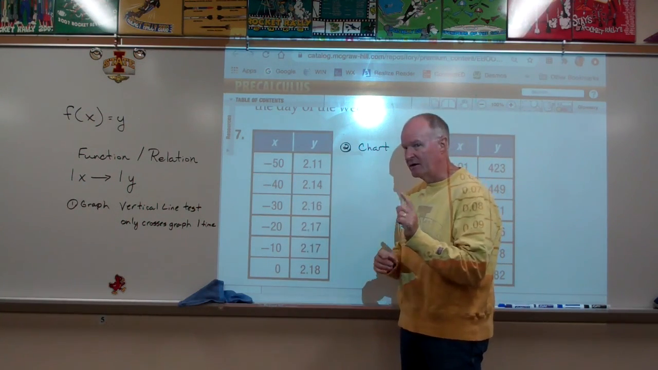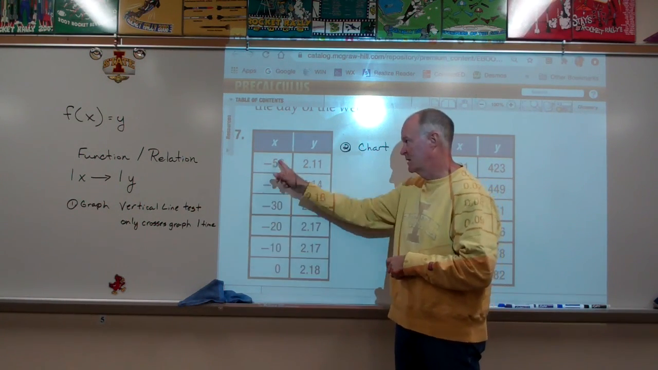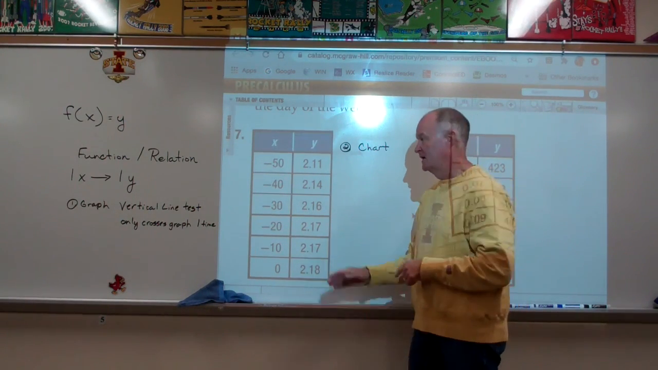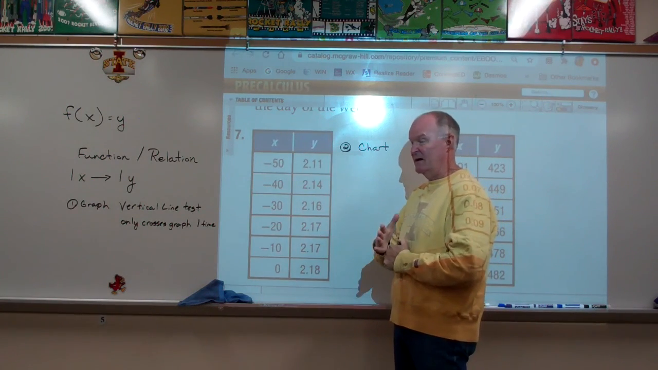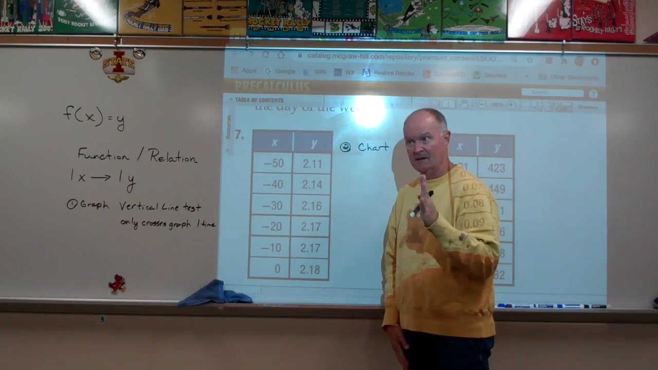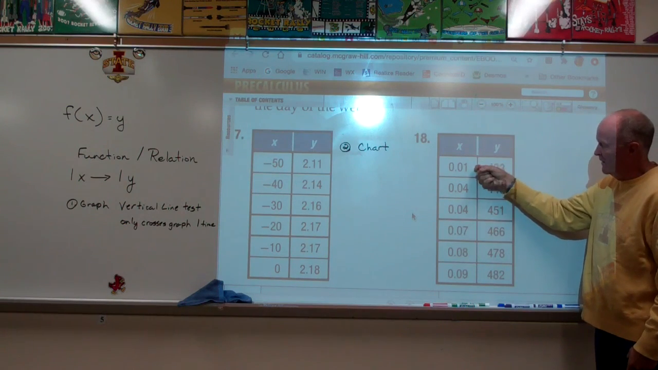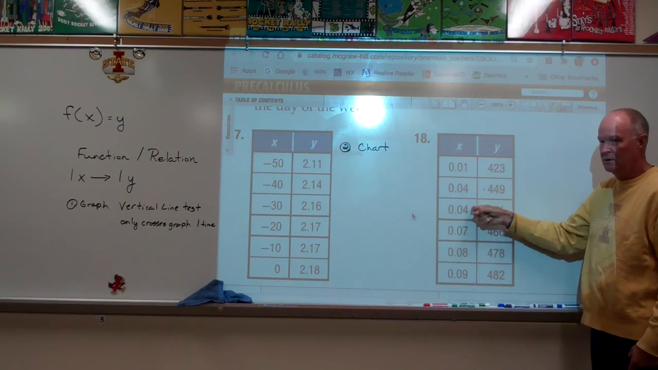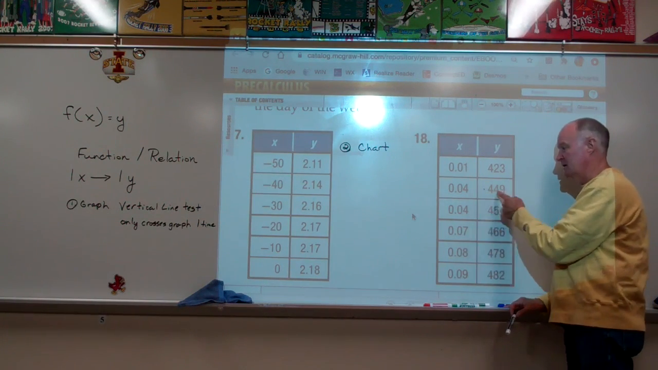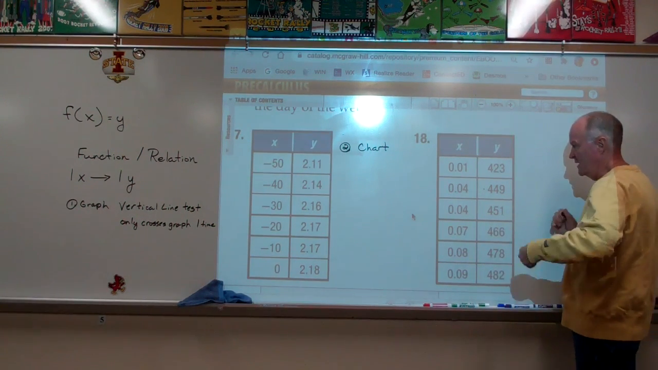Now, later on you're going to hear something called a one-to-one function. This is not a one-to-one. So this is a function because each individual x went to one specific y value. Now, what does it look like when it's not a function? Well, this is a function because I look in the x column and they're all different. That's great. But this one here, on number 18, if I go down the list, all of a sudden I see 2.04. So that's an x value, but that x value one time went to 449 and one time went to 451.